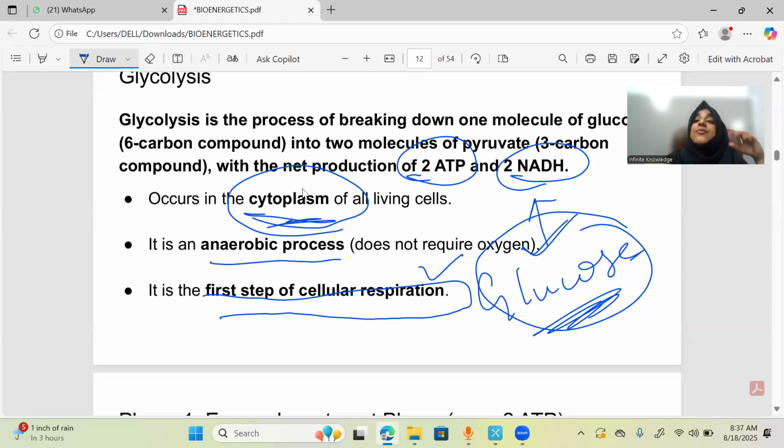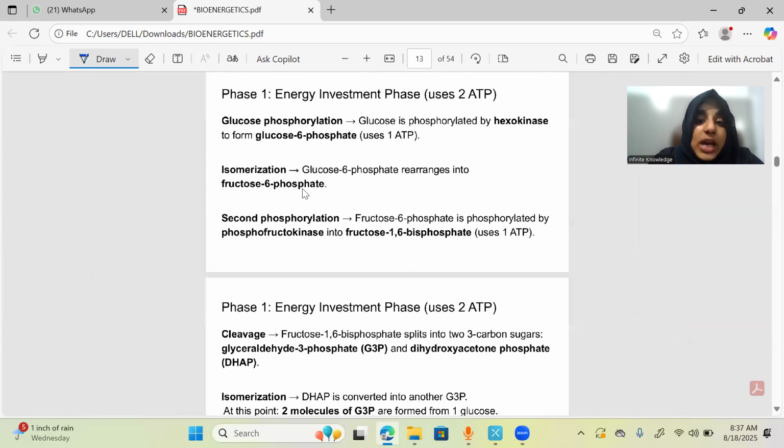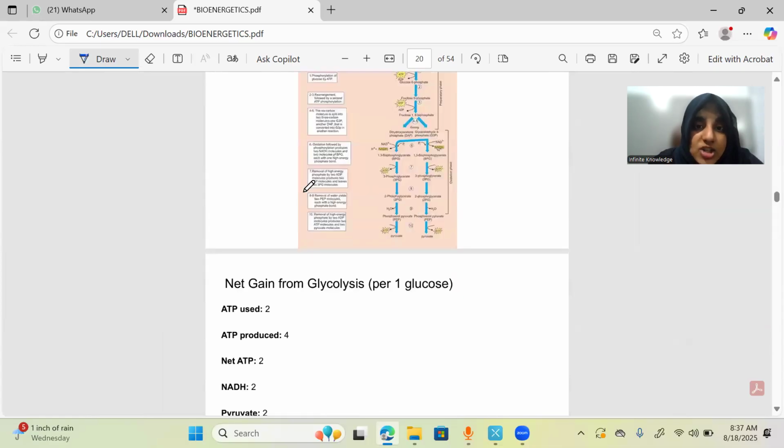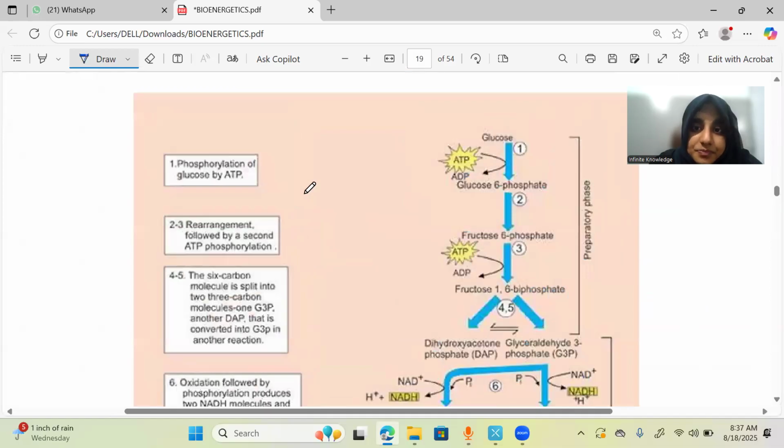And that is why this is the first step of cellular respiration, because glucose is the first product that is being converted. And this is an anaerobic process. You have to remember that this does not require oxygen. Oxygen will not participate in glycolysis. I hope this is clear. If you have any questions, let me know. Now we are going to discuss the diagram.